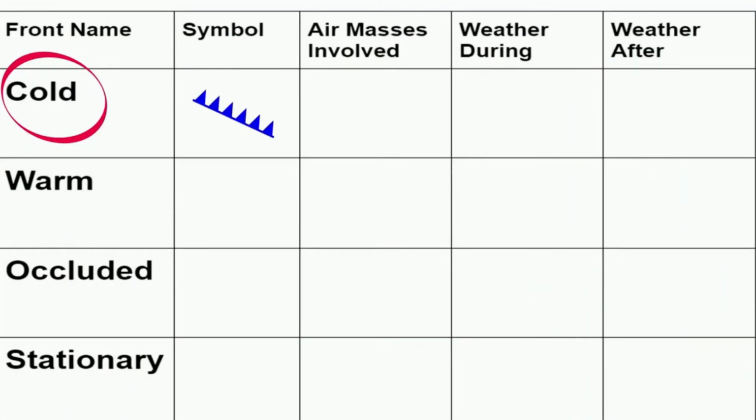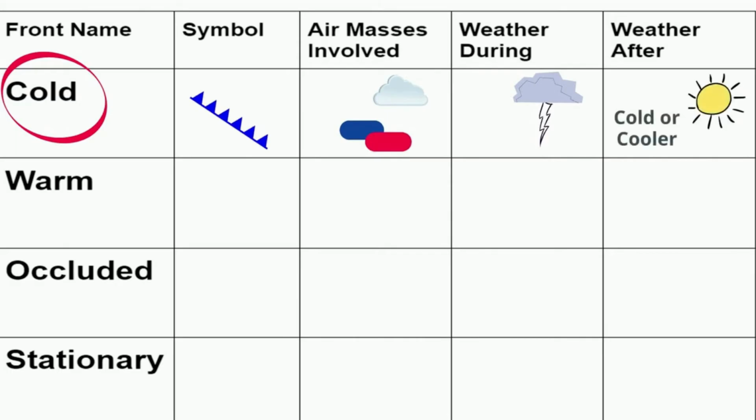The air masses involved are a cold air mass meets a warm air mass. The warm air mass is less dense than the cold air mass and rises quickly. The weather along a cold front may involve thunderstorms and possibly severe weather. As the front passes, you will see colder, more dry air and fair to clear skies.